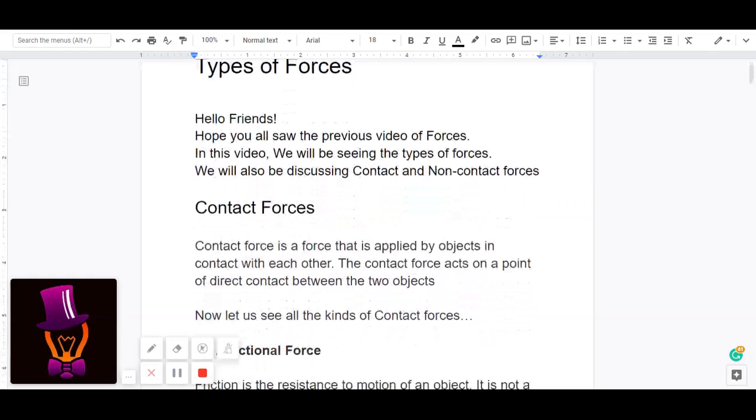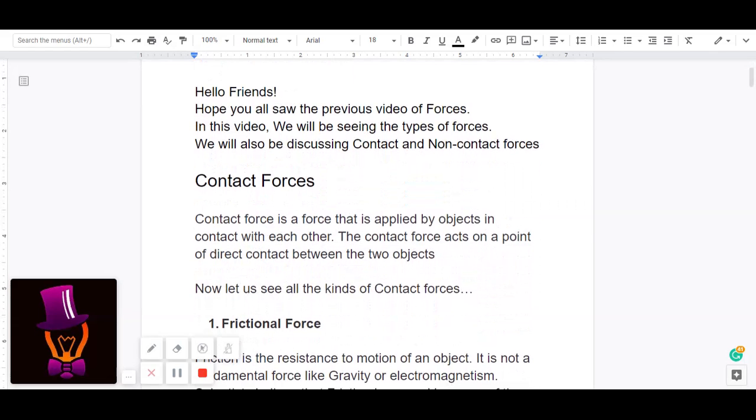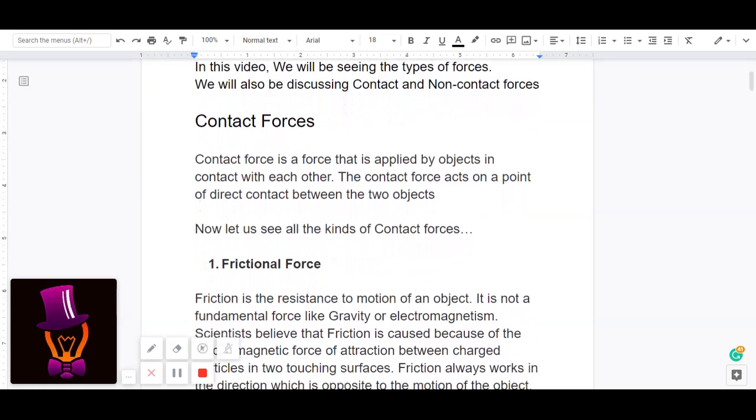So let's begin. Contact forces. Contact force is a force that is applied by objects in contact with each other. The contact force acts on a point of direct contact between the two objects. So contact forces are those forces which only apply when objects are physically in touch with each other. Let's see all the kinds of contact forces.